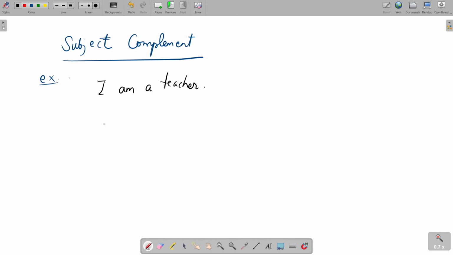Here we are taking another example also. You are a student. So what are we seeing here? We are seeing that I am a teacher and you are a student. These are two sentences, and what we have to learn about is subject complement. The first thing that will be called as subject is what we are discussing about.